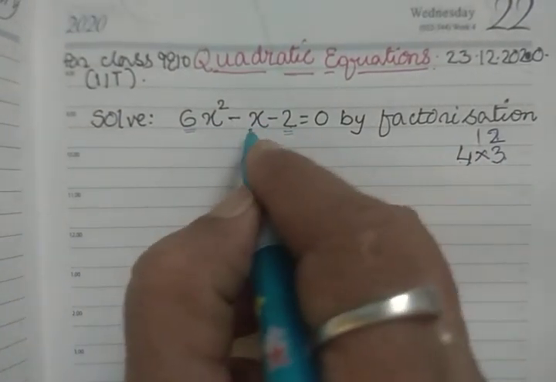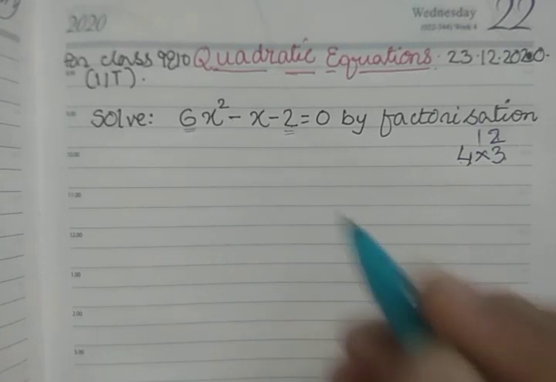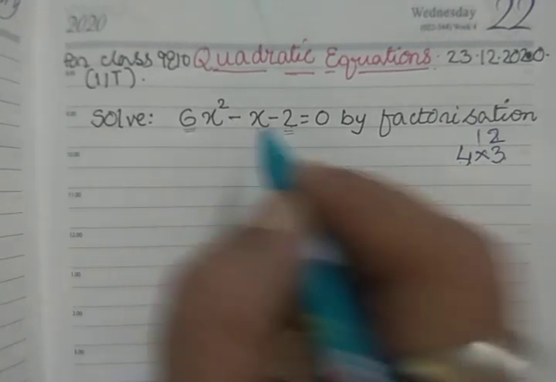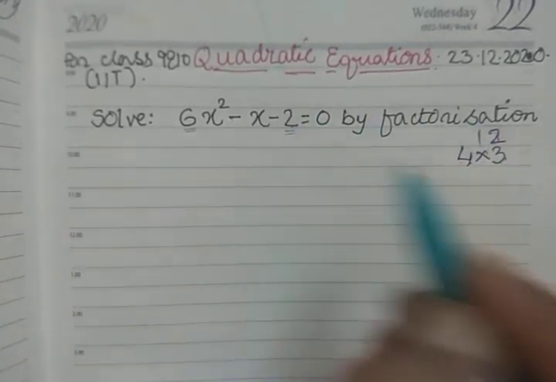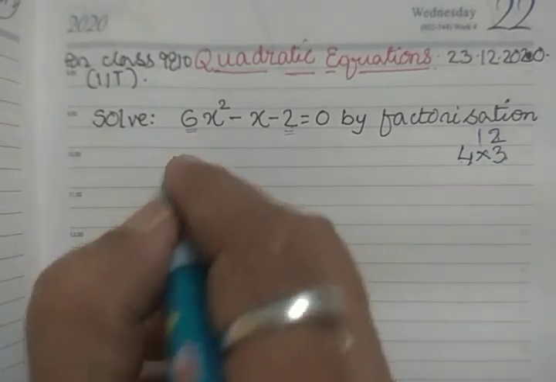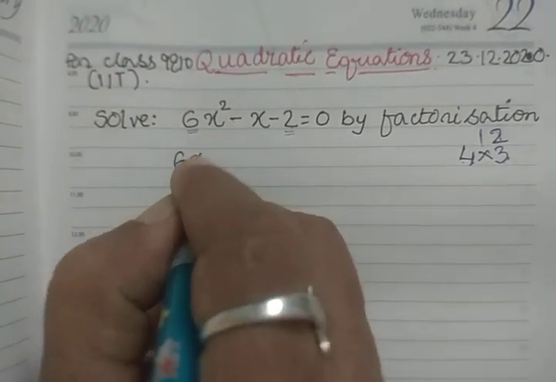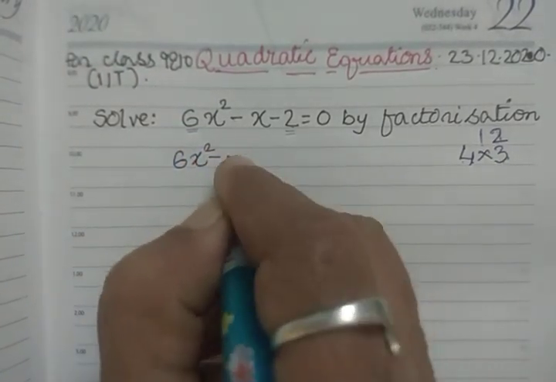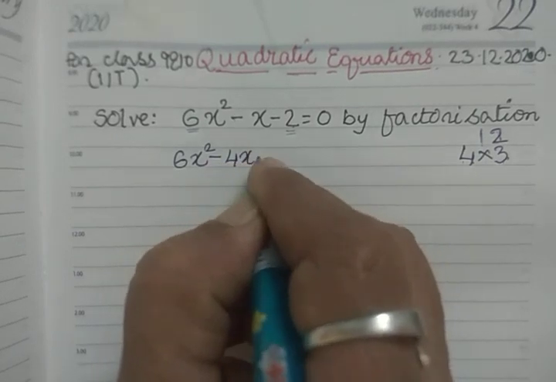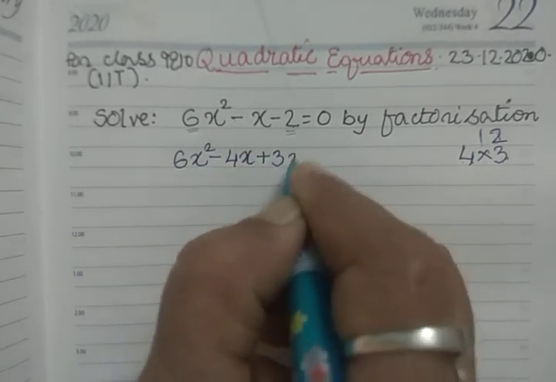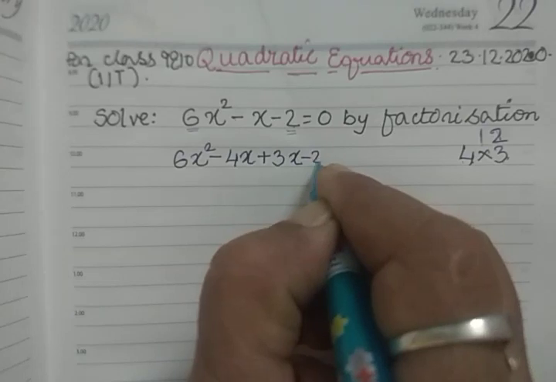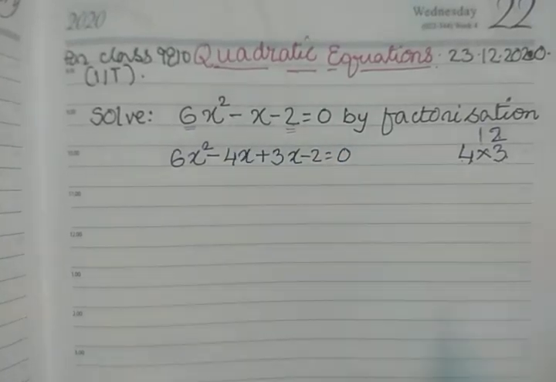So let us split this middle term as minus 4x and plus 3x. 6x square minus 4x plus 3x minus 2 is equal to 0.